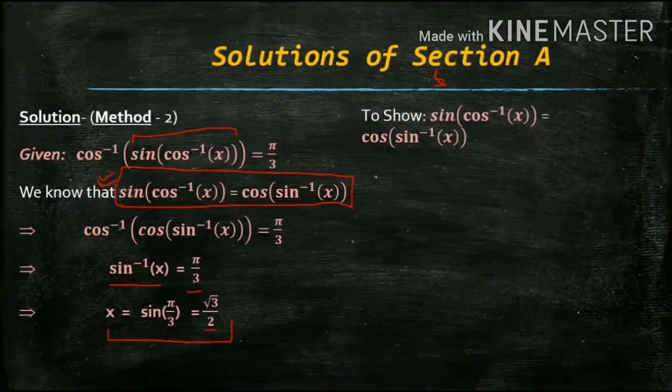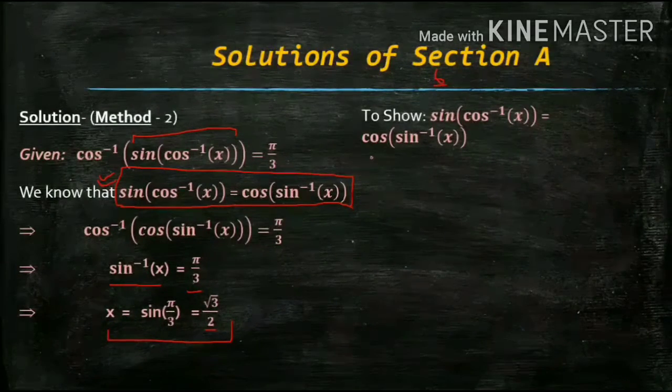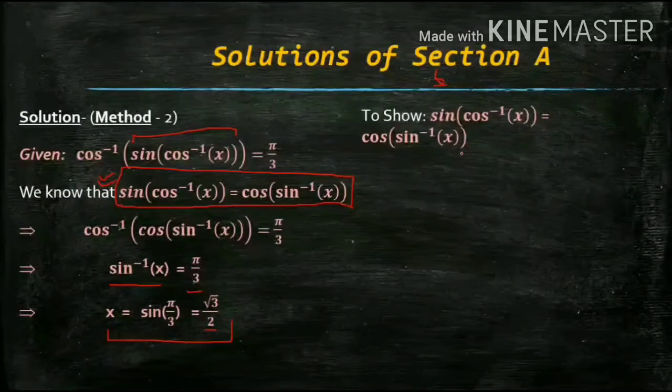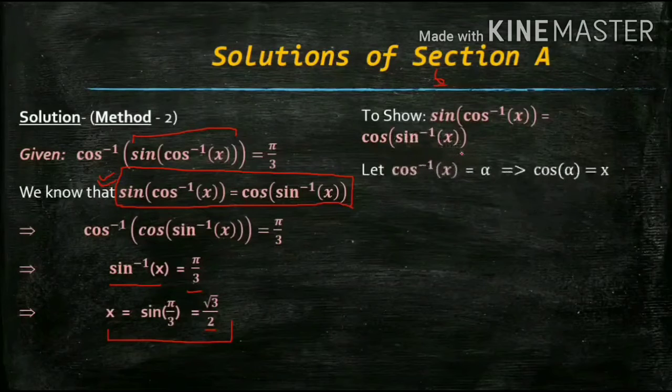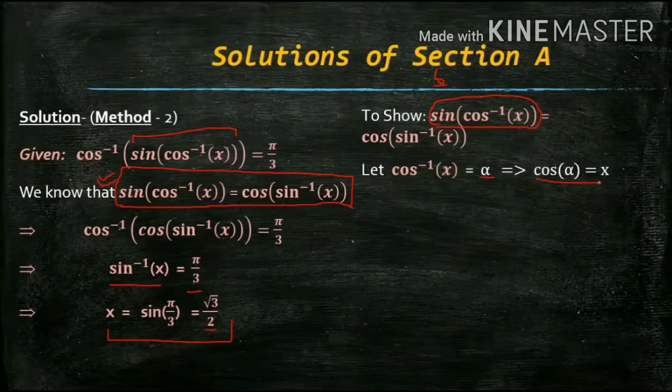Now comes the main thing, this expression: sine of cos inverse x equals cos of sine inverse x. How are these both equal? We'll use the same thing that we have done up till now, and I told you many times in the questions as well. Firstly consider this term, sine of cos inverse x. Take the inside term cos inverse x as some angle alpha. You can take anything. Then cos alpha would be x.